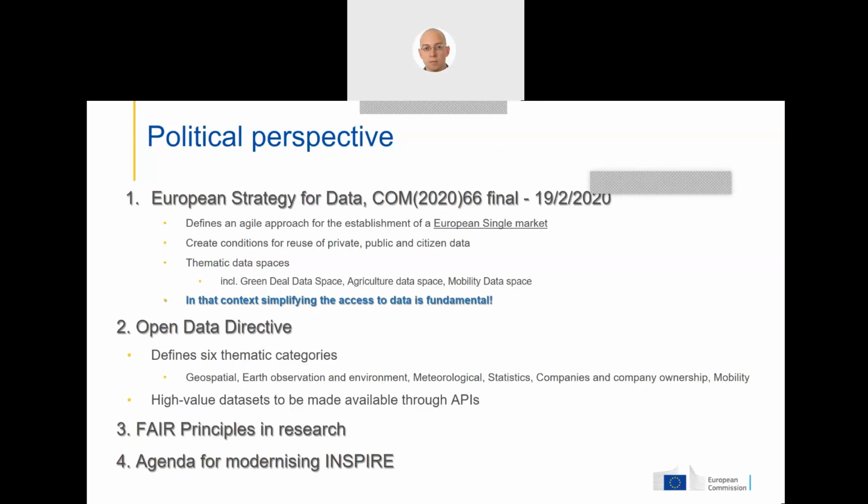Then we have the Open Data Directive, which defines 6 thematic categories of the so-called high-value data sets. Those are data sets that can have a substantial societal and economic impact. And the idea for those high-value data sets in the 6 categories is that they should be made available through APIs to the benefit of the European society and economy.